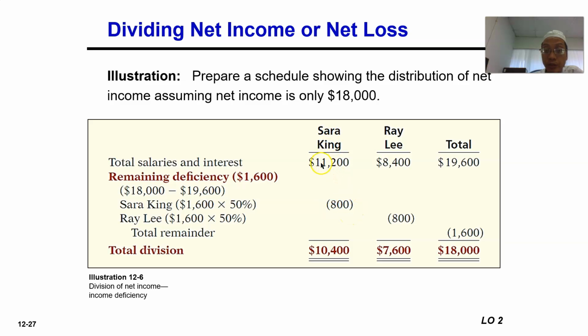Therefore, the total that each of them should receive will be reduced by the remaining deficiency. Sarah King is receiving 11,200 of salary and interest, but then it is deducted by the remaining deficiency of 800. Sarah King will only receive 10,400. Similarly, Ray Lee will receive only 7,600, because although he received a total salary and interest of 8,400, the remaining deficiency will be deducted from that.